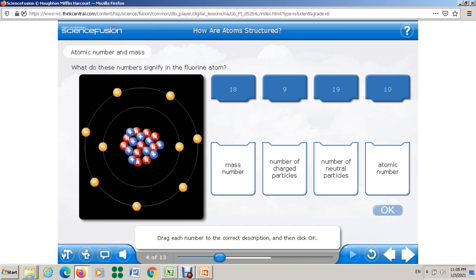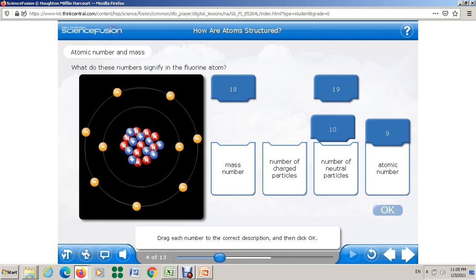So what about the atomic number? It should be 9. So let's see if this one is correct or not. We will see now. Okay. Let's continue. The number of neutral particles, since we're talking about these red spheres, these are the neutrons. Let's count them: 1, 2, 3, 4, 5, 6, 7, 8, 9, 10. So here 10 is the number of neutral particles.